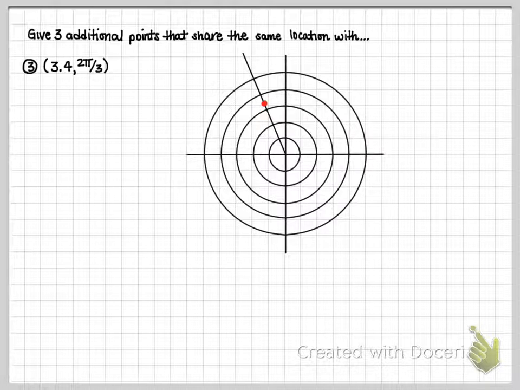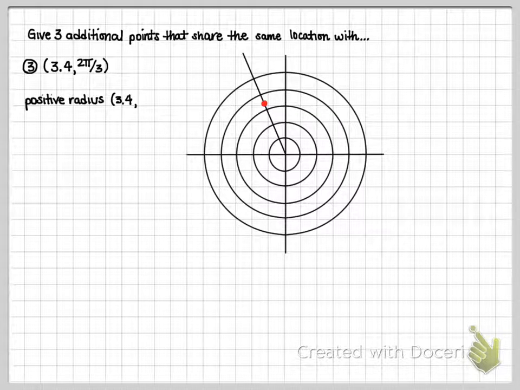So what I want to do, now that I have that, is come up with a couple other points. Remember, there are an infinite amount of points that share the same location. So let's say that I want to just land directly on the red dot. So let's go ahead and do one with a positive radius. And then we're going to go through and do that whole shooting through the pole business. So positive radius. So I need to keep the 3.4. So I want to be on that ring still. And now I just want to land at 2 pi over 3.